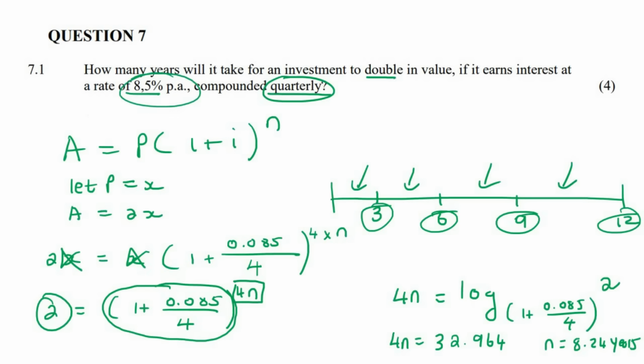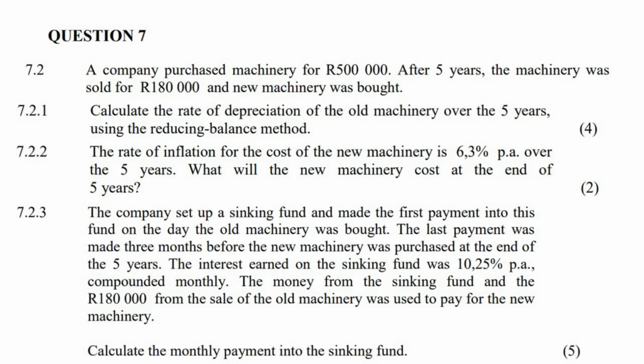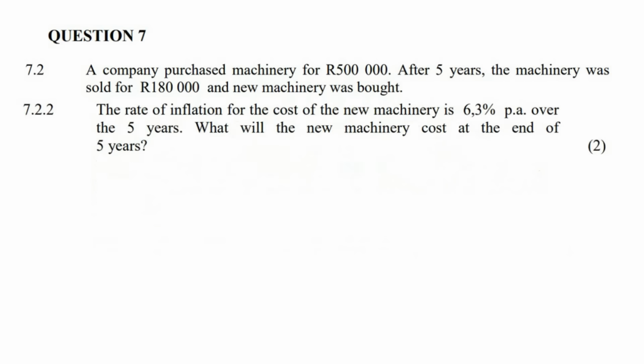So it would take 8.24 years for something to double in value if the interest rate is 8.5% compounded quarterly. These are all the questions that we will be looking at, but of course we don't have any space to write on our screen, so I will split these questions up into individual parts.